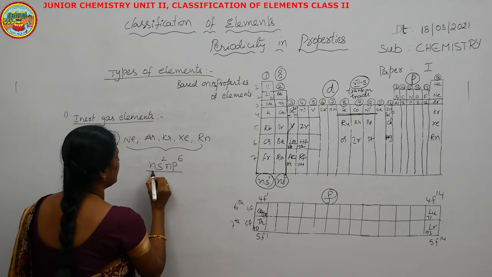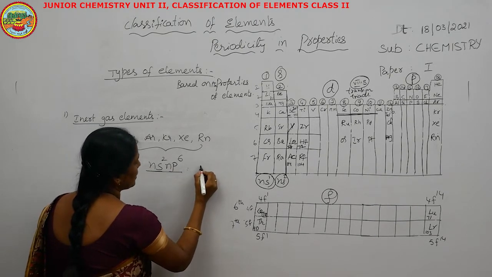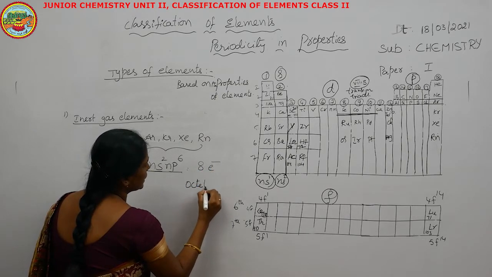That means the s orbital is completely filled and the p orbital is completely filled. That means they possess 8 electrons in the valency. This is called octet configuration.